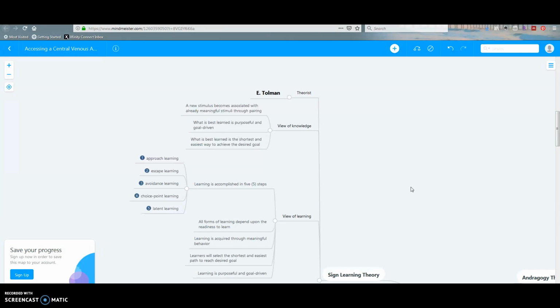Sign learning theory is an interesting theory, but you need to keep in mind that all of Tolman's work was done with rats and mice. What's talked about in this theory is kind of like signs on a road, right? One sign directs you to the next thing, which is very process oriented and kind of like what you would expect rats or mice in a maze to do. And it's a bridge between behavioralism and cognitivism.